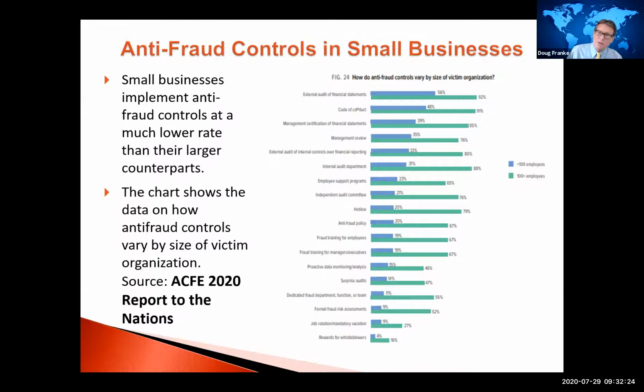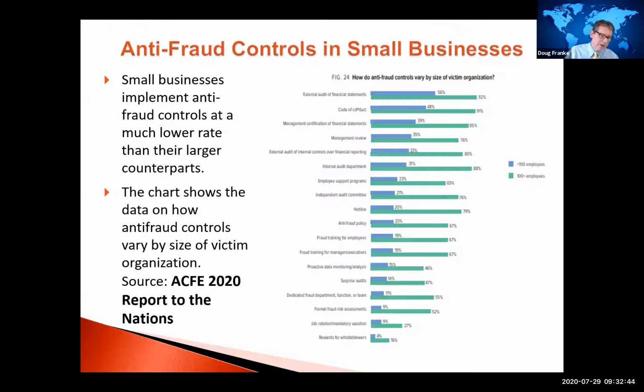And so you won't be able to read the numbers, but the first fraud control is external audits, okay? And it's 56% of small businesses that have them versus 92%, okay? External audits are a very good fraud control because it's outside the company, and auditors are meant to look for that, okay? So you can see the disparity here.